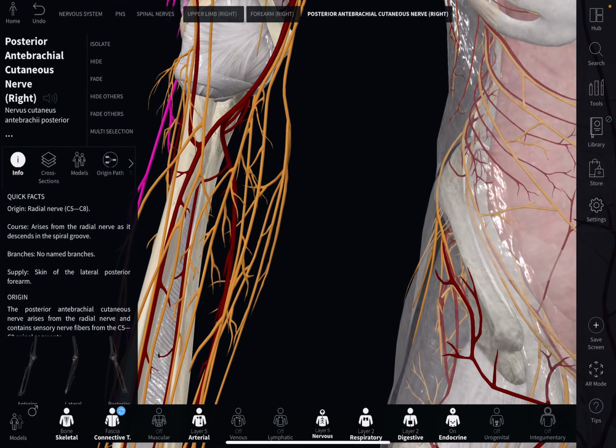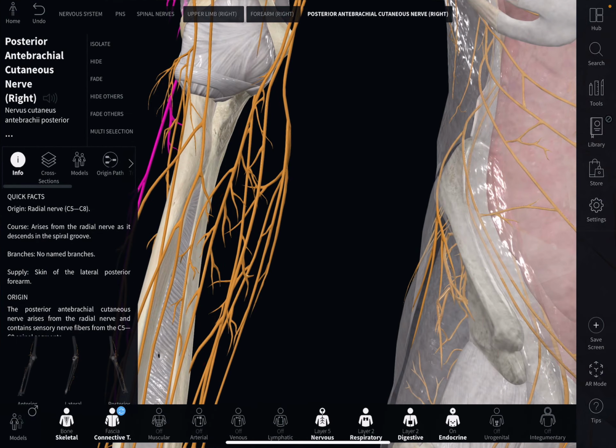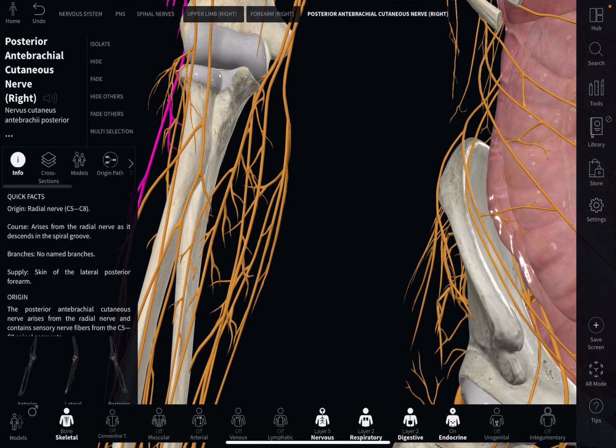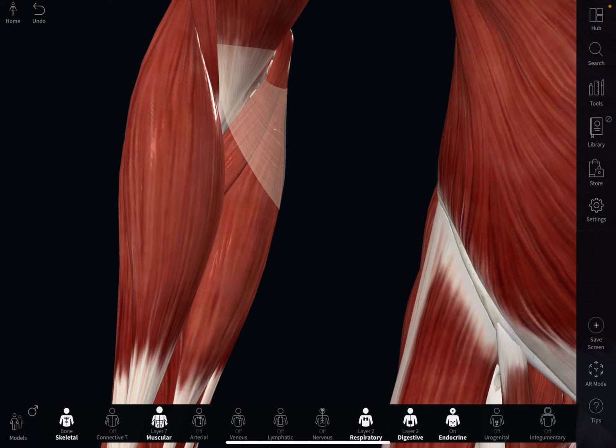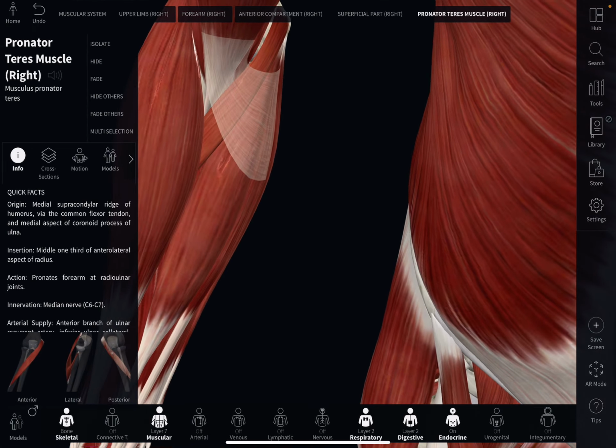Let's look at the muscle. Let's remove the arteries and the connective tissue, and let us remove the nerves. Right. Now let's look at only the muscles. Begin with the first muscle here. That's the pronator teres muscle. This is the pronator teres muscle.